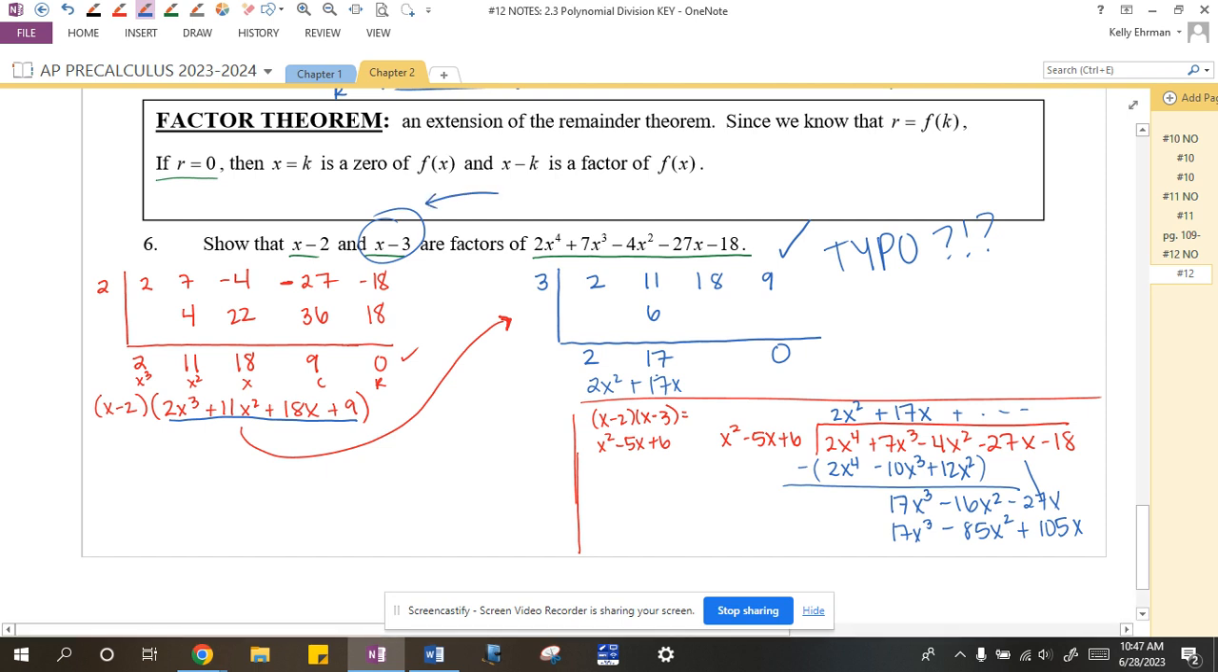But for now, I'm just going to write x minus 3, not a factor of that polynomial. All right, sorry for the typo. We'll figure this out in class.